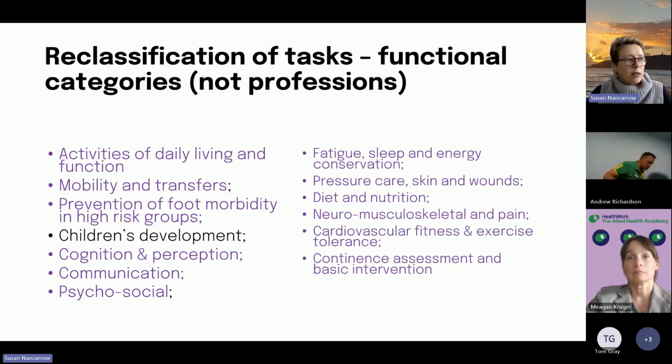So what we can see is that there's a bunch of skills and tasks that are general to the allied health workforce, and we can pull these back together in a way that is not discipline specific and can meet the needs of your communities. Activities of daily living, mobility and transfers, mental health, fatigue and sleep, pressure care, diet, nutrition. Note that there weren't any nurses in this group, so these were all allied health professionals, continence assessment and basic intervention, but there are others there as well.